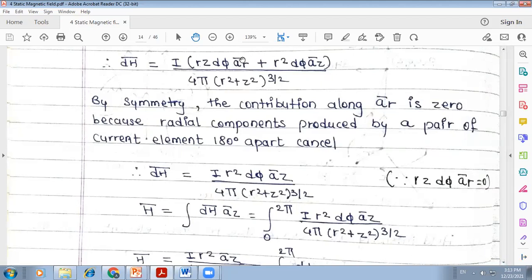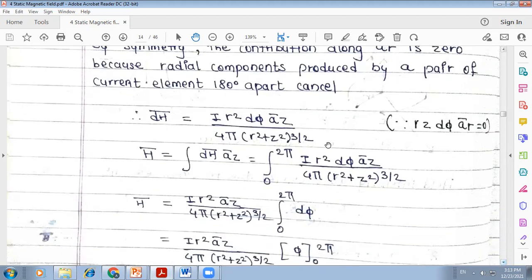So if this A bar R term becomes 0, what will be the remaining term? I into R square d phi A bar Z divided by 4 pi into bracket R square plus Z square raised to 3 by 2. Here we are getting this term as dH bar. Now we have to find H bar only, so for finding H bar we take integration of this term. We have to integrate with respect to phi, because the changing quantity here is only phi.